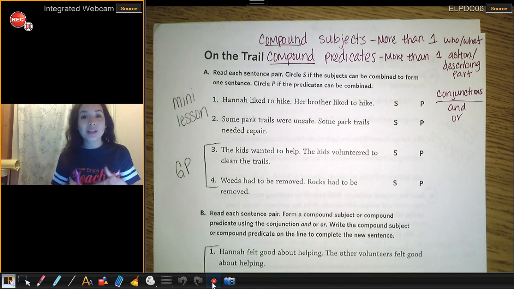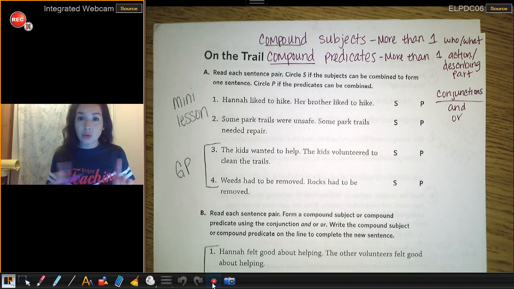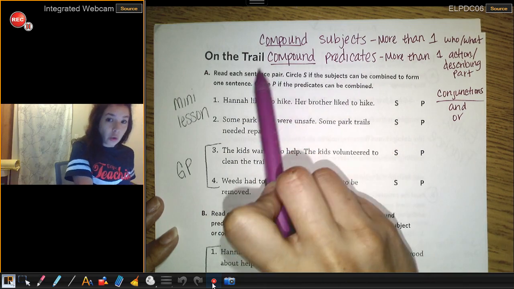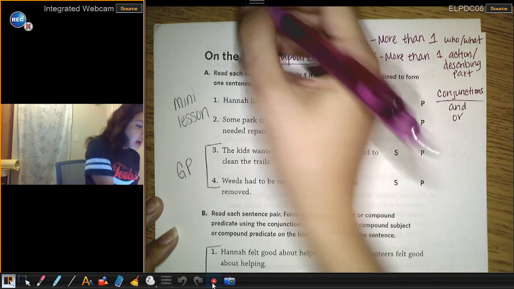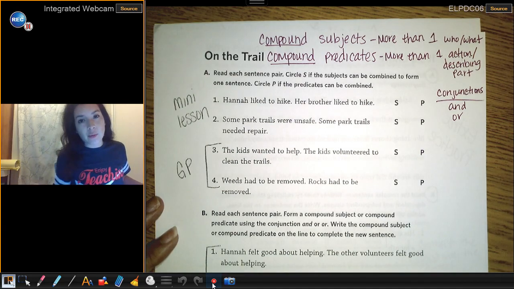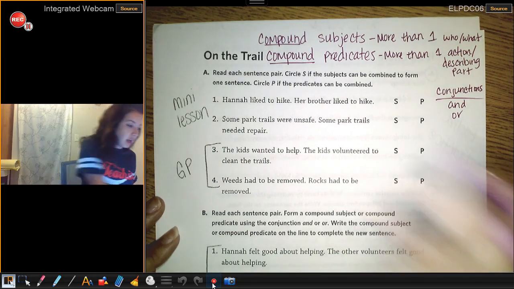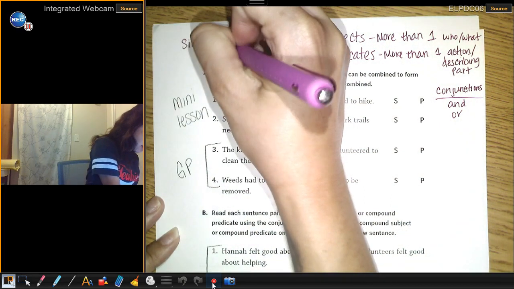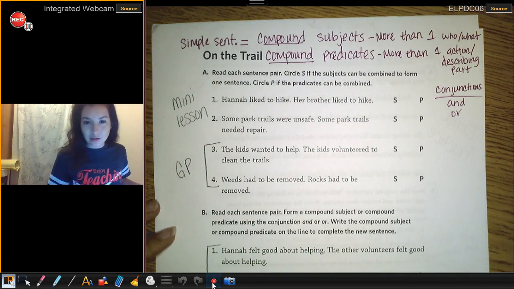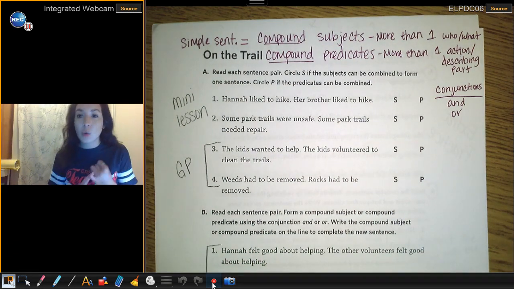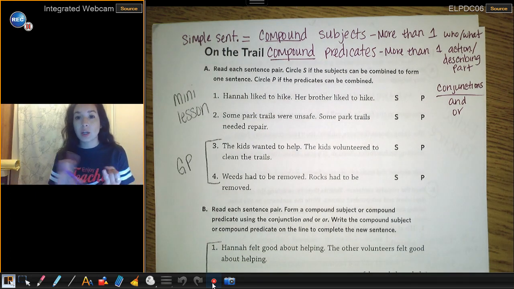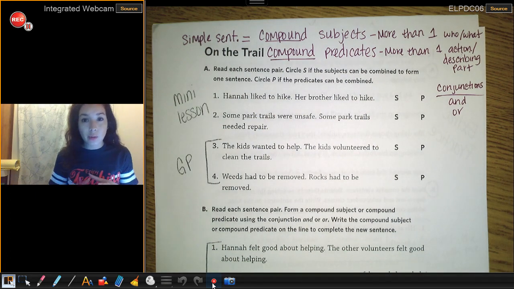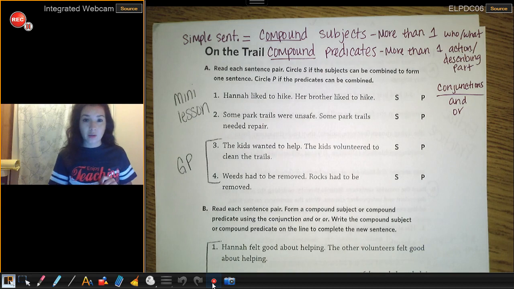So today we're going back to simple sentences. Don't get it confused with compound sentences. These are just compound subjects or compound predicates, okay? So you won't have both. Then that would make a compound sentence, but we're not making that today. We can have more than one subject in a sentence, or we can have more than one predicate. Not both, because then that makes a compound sentence. So again, we're looking at simple sentences today, okay?